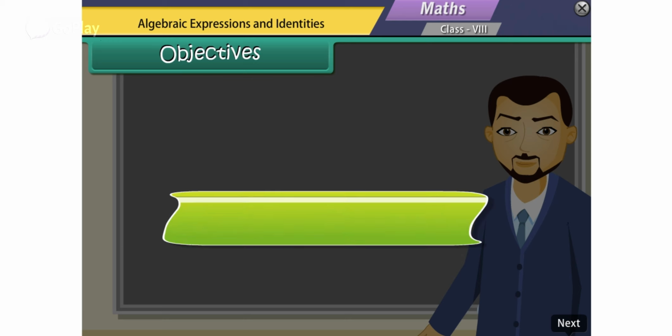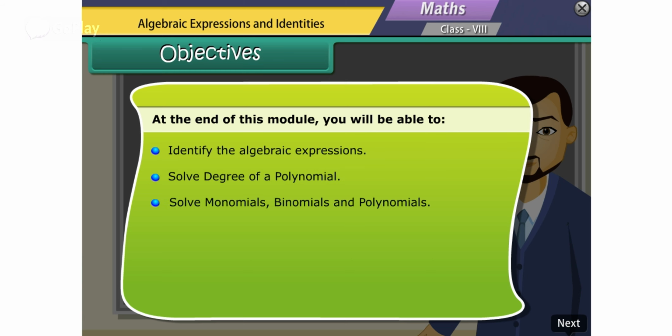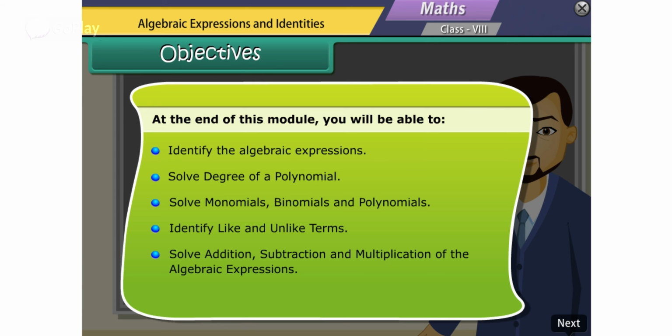Objectives. At the end of this lesson, you'll be able to identify algebraic expressions, find the degree of a polynomial, solve monomials, binomials, and polynomials, identify like and unlike terms, solve addition, subtraction, and multiplication of algebraic expressions, and describe identity and standard identities.